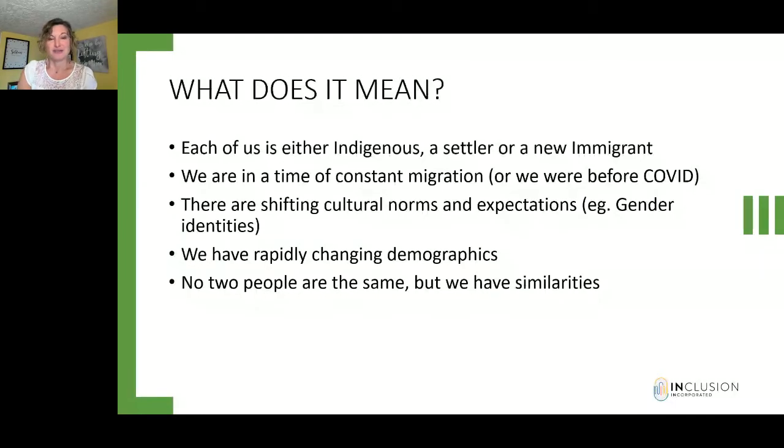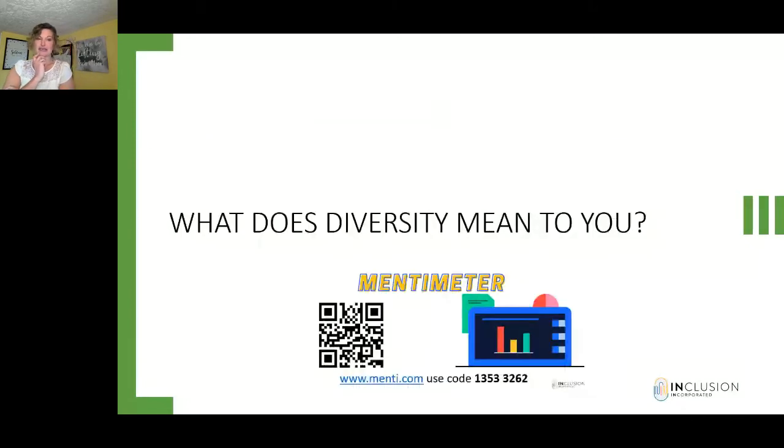So we're going to ask you to flip back to Menti Meter to answer the question, what does diversity mean to you? We'll have you share that, and then we'll come back and look at a definition, and then move on from there. So I'm going to share back the Menti Meter screen. It should be open for you now.